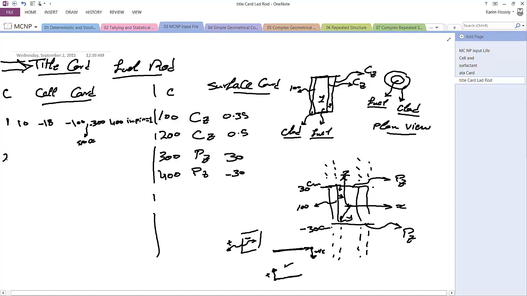Okay, then let's describe cell 2, which is the cladding. The cladding will be another material. If you say that the cladding is aluminum, then it will be 2.7 gram per centimeter cube. Then it will be outside the surface 100 and inside the surface 200, and below 300 and above the 400, and of course importance of neutron equals 1. Now we've described the whole geometry.